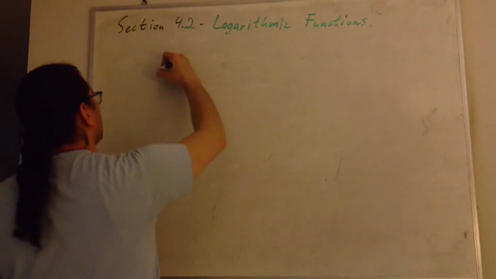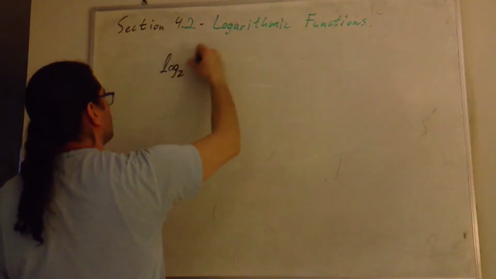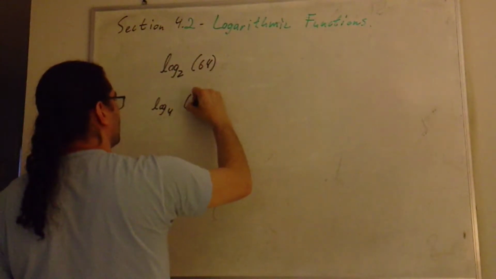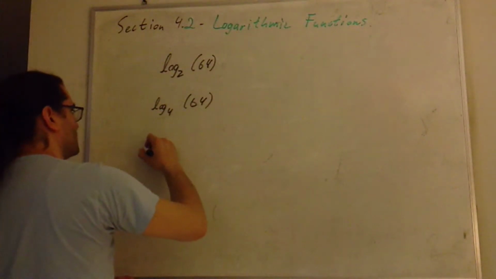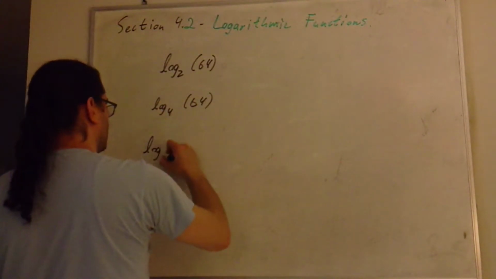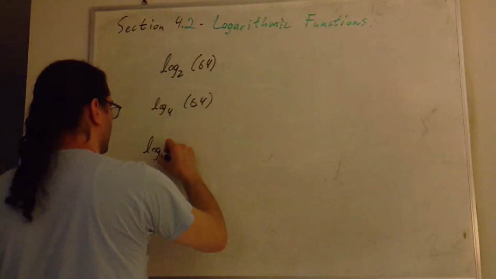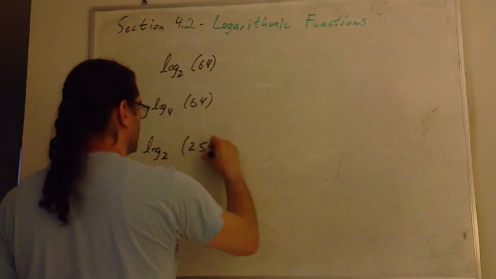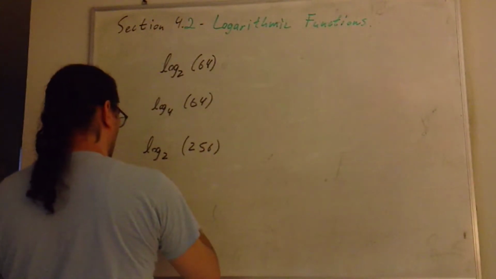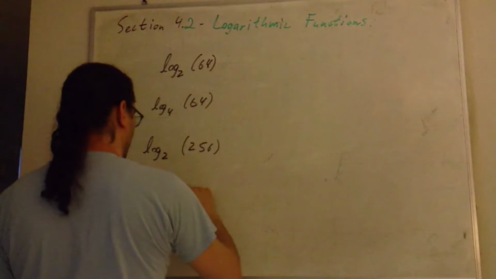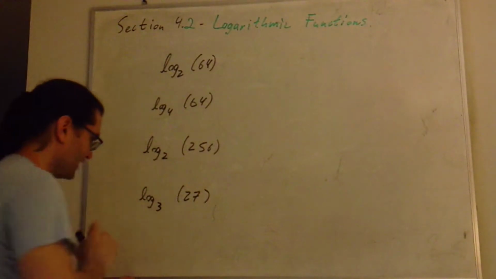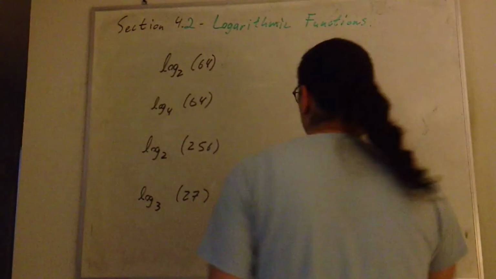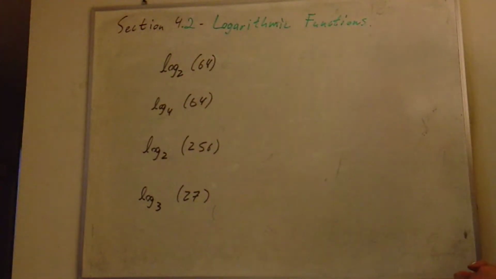So let's just go through a bunch real quick. Let's do the log base 2 of 64. Let's do the log base 4 of 64. That'll be a good contrast. Let's do the log base 2 of 256. And the log base 3 of 27. And what else should we do that's weird? Oh, let's start with these 4, and then we can do the weird stuff in a second.